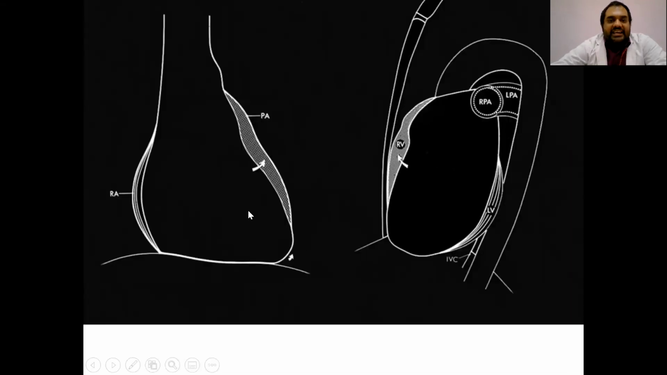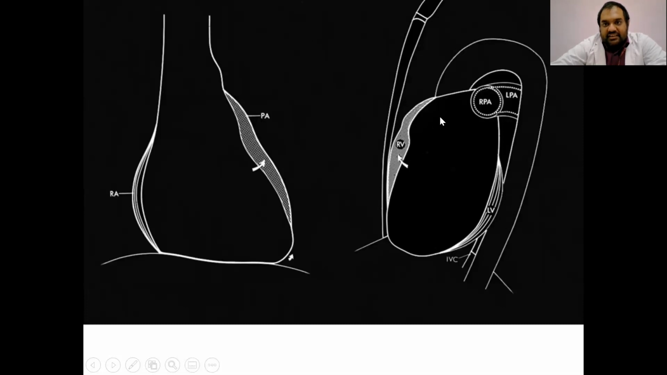And this is a line diagram showing the right atrial enlargement on the left side in the AP view. And we can see here the prominent pulmonary bay. And in the right image, it is showing the right ventricular enlargement. It is on the lateral chest X-ray or lateral view.